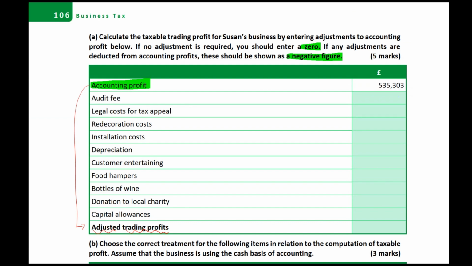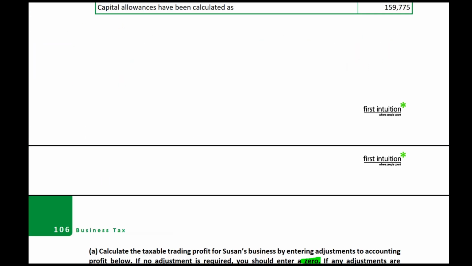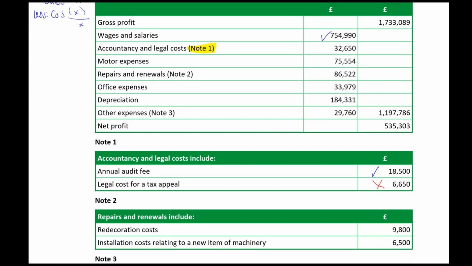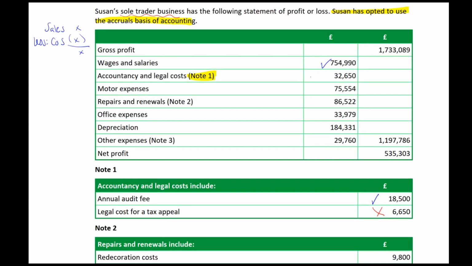So we can go to here. The audit fee is fine, no adjustment needed, but the tax appeal is going to be added back. And that's that one dealt with. So that one was a bit of both, but we've done it now. Motor expenses, there's no note. Anything where there is no note, there's nothing to say, so there is no adjustment needed. Can't adjust for things if I don't have any information. Repairs and renewals, I have a note, so let's check.